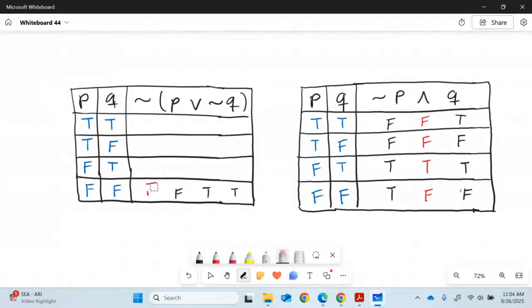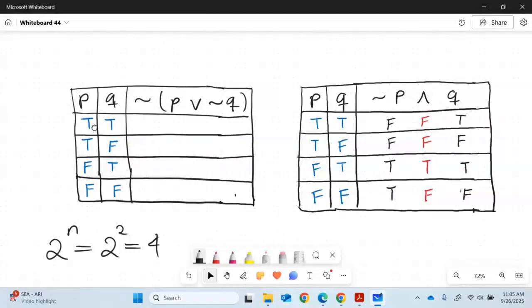To create the table, make sure that you have your variables on the left-hand side. Notice that even though my tables have different symbols, the only variables that appear are P and Q. The number of rows that your table is going to have is 2 to the power n, where n is the number of variables. So in this case, it's 2 squared, which is 4. And I have my 4 rows.